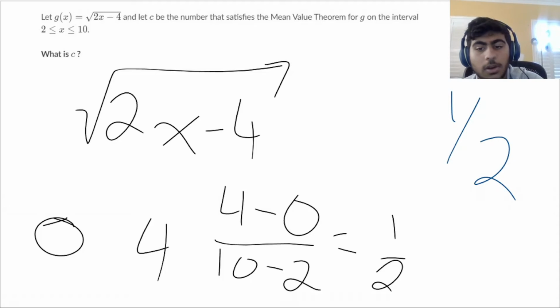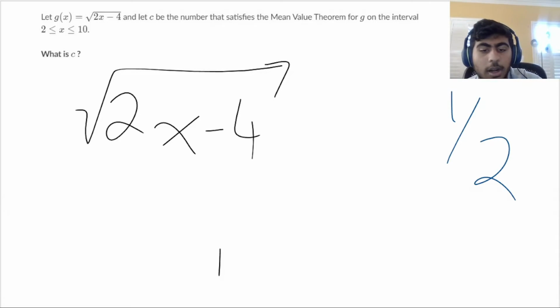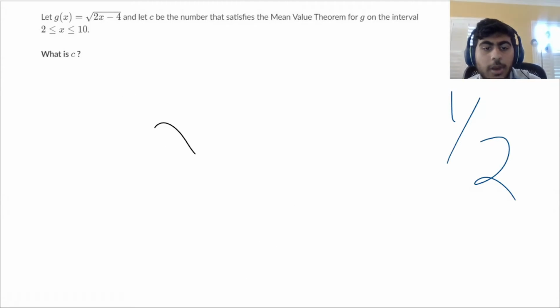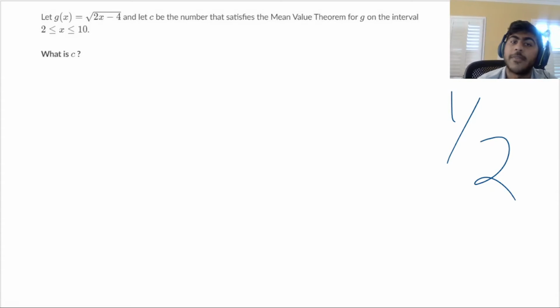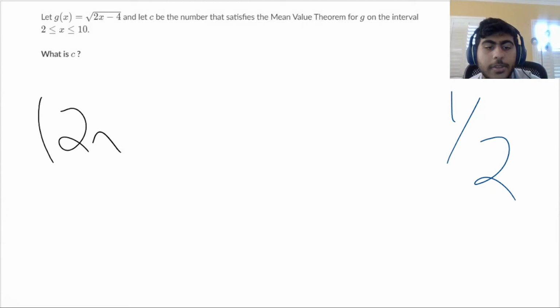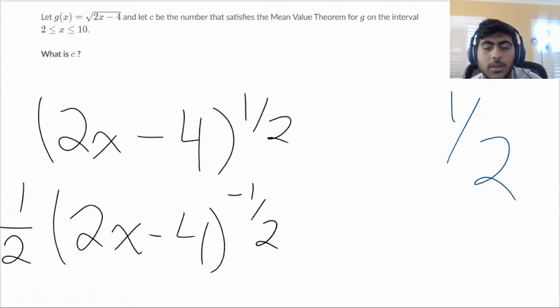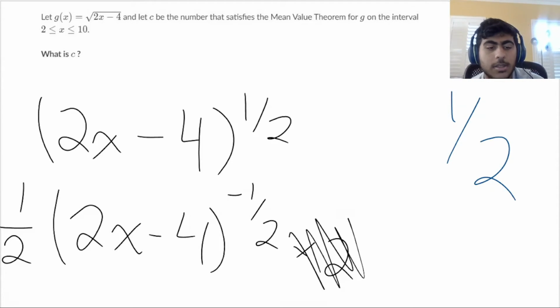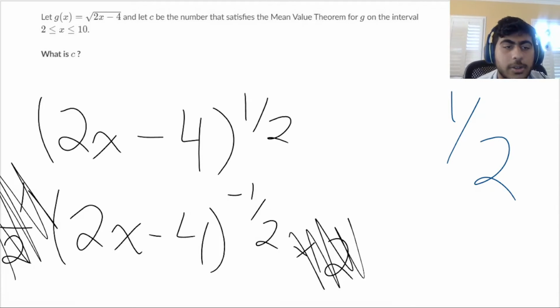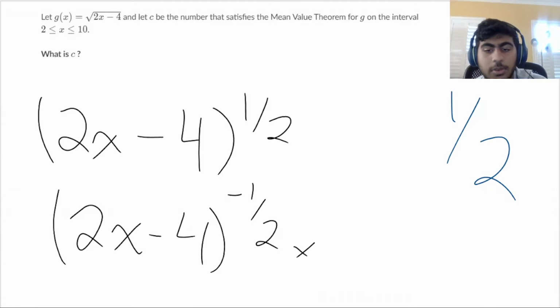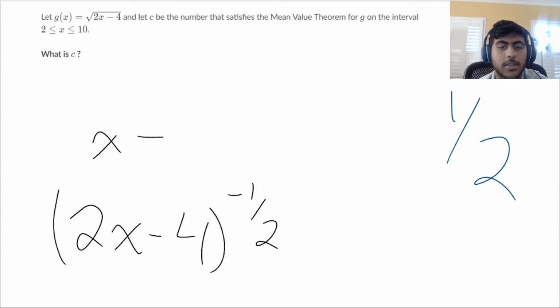So what we're really looking for is some c where the derivative is equal to that 1/2. So what we're going to do is find that derivative. We can rewrite the square root of 2x minus 4 as (2x minus 4) to the 1/2. Take the derivative, we get 1/2 times this, times 2. If you don't know how we did this, be sure to check out the other videos on the chain rule. So then this goes away, and we're just left with this as the derivative. And that's supposed to equal 1/2 at some point.